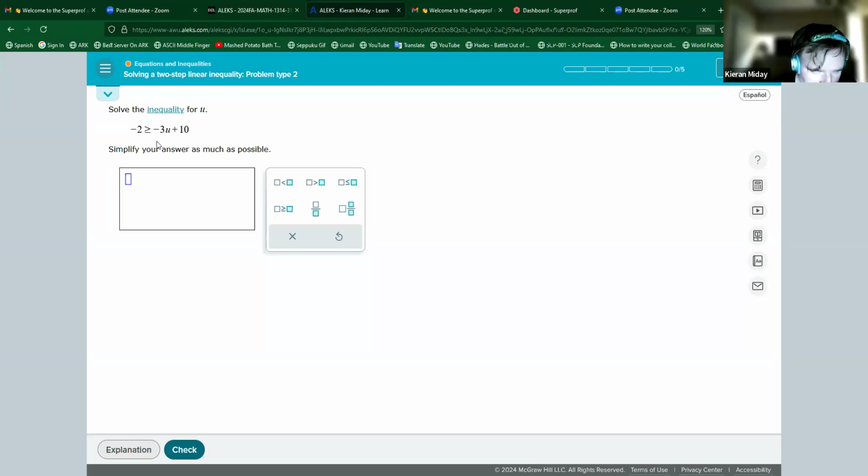So if you do that, we'll be having a -3u on the right-hand side, and we'll be having -2 minus 10, and that would be -12. So the end result is going to be, yes, that would be the perfect shape to choose. 1 is greater than or equal to u.